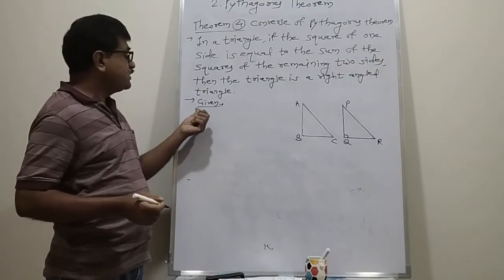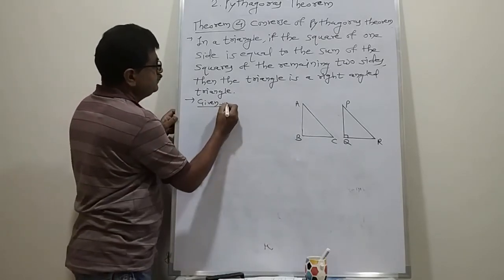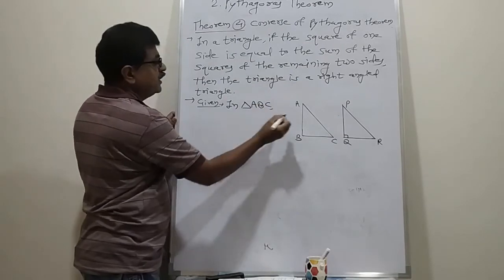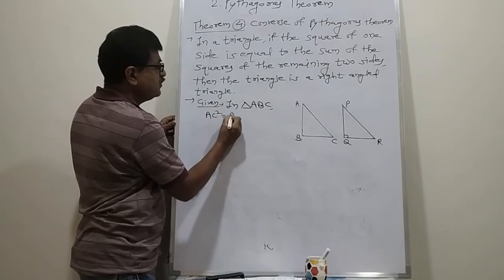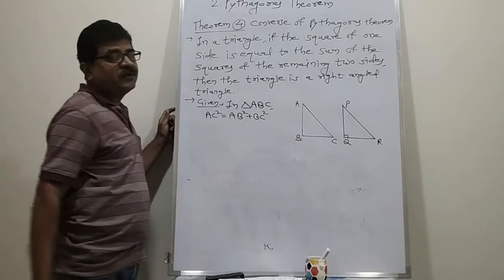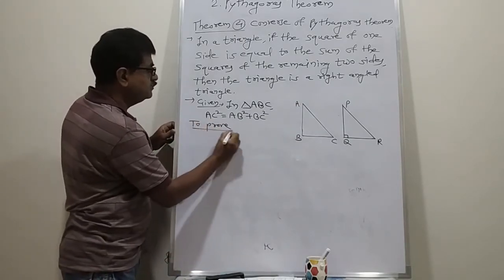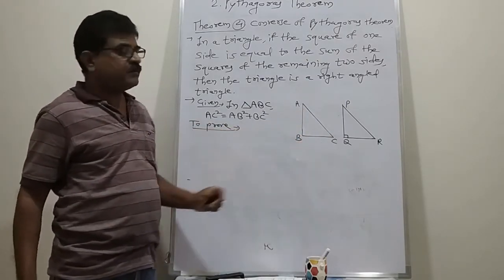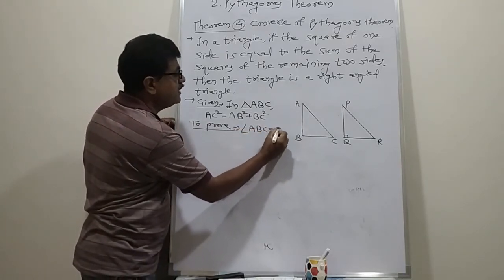Now we have to prove this theorem. Given: in triangle ABC, AC square is equal to AB square plus BC square. To prove: angle ABC is equal to 90 degrees.